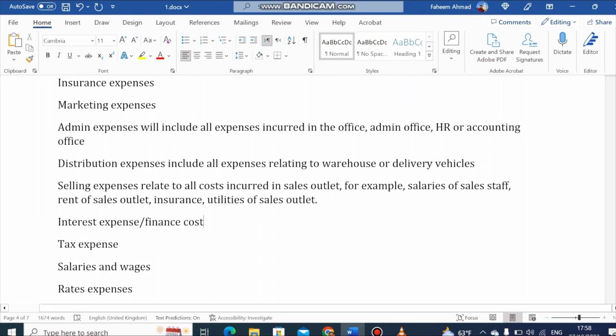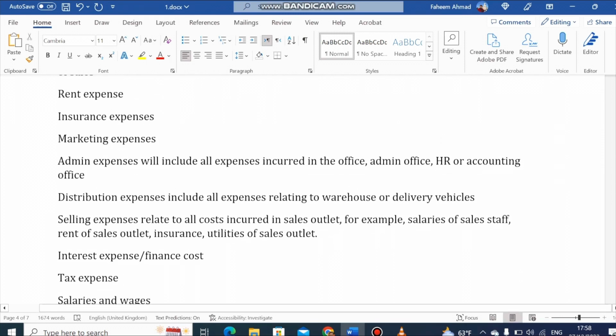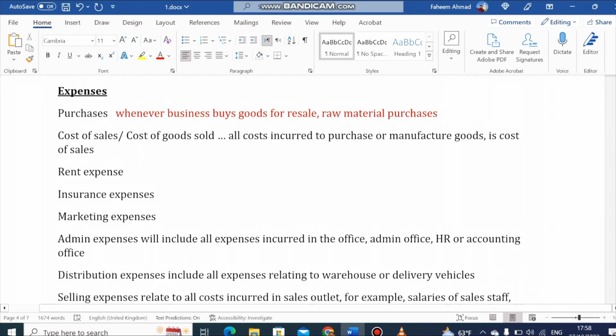Next we have interest expense. Very simple. Most businesses borrow money to do business. So whatever money business borrows, business has to pay interest expense on that. Interest expense or finance cost is the same thing. Then we have tax expense, salaries and wages, rates expense. So all these are examples of day-to-day running expenses of business.